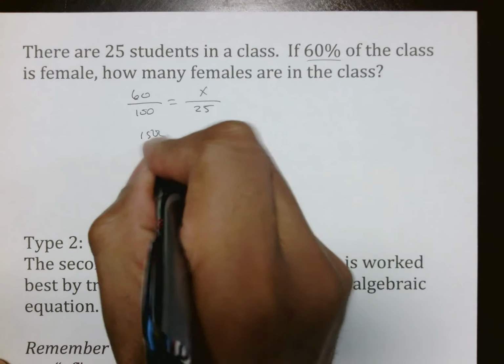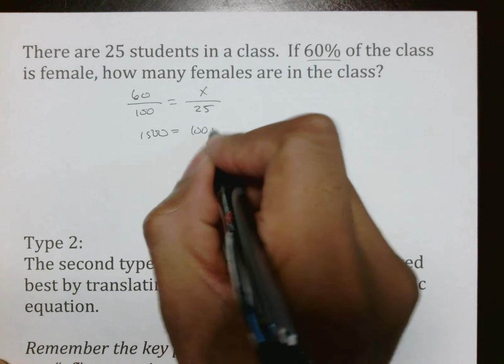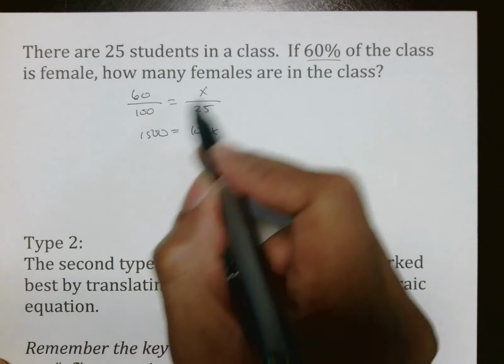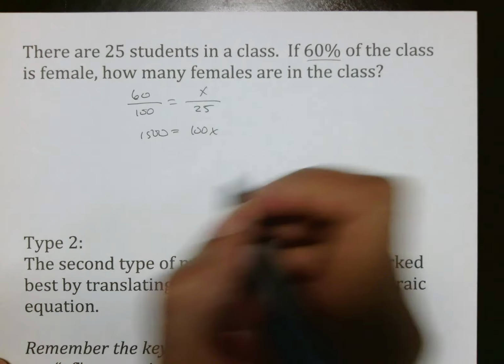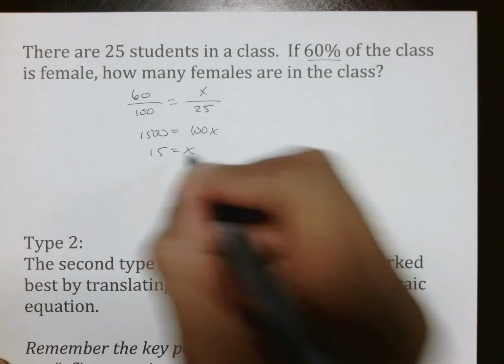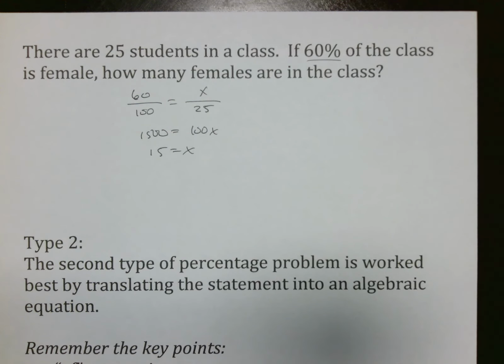1500 equals 100x. Again, 60 times 25, 100 times x. Dividing by 100, we find out that 15 is our number of females, and so there we go. Alright.